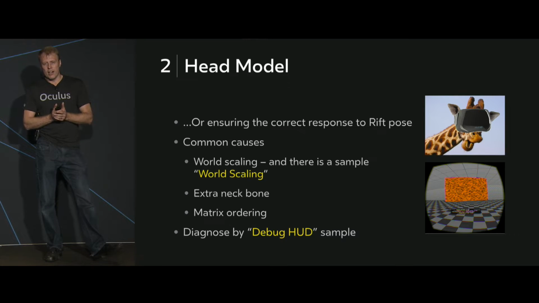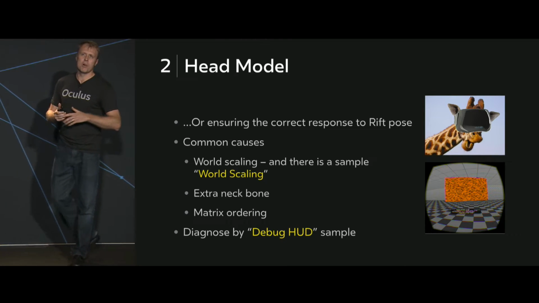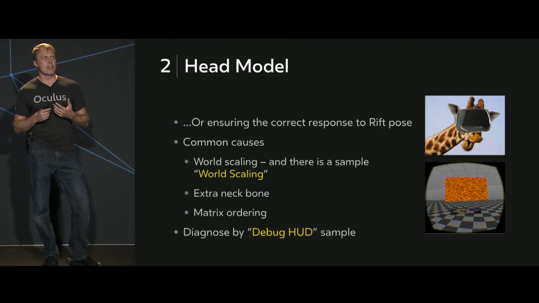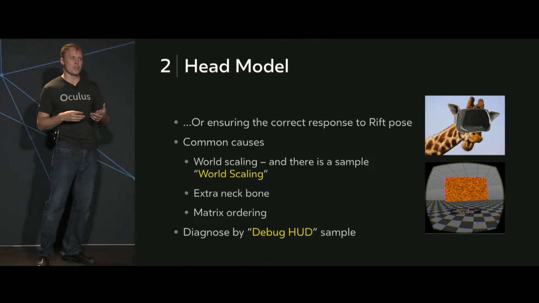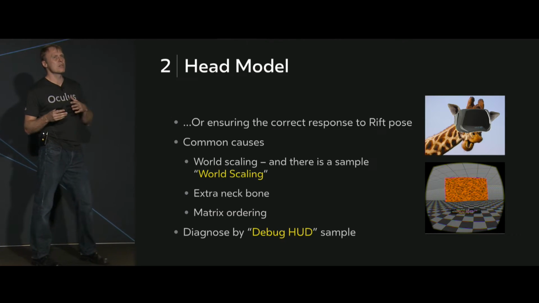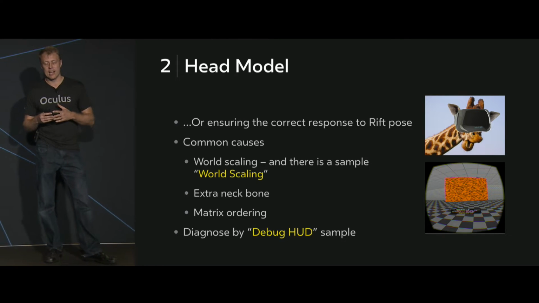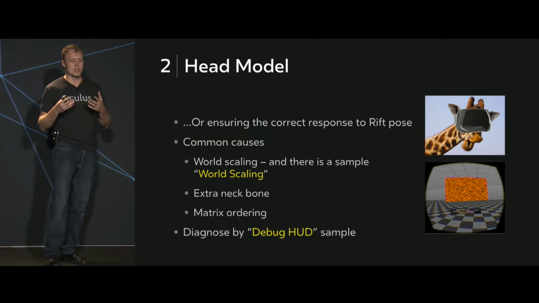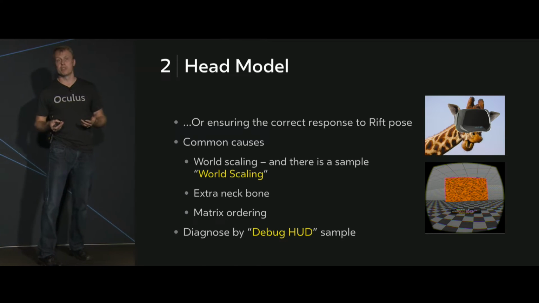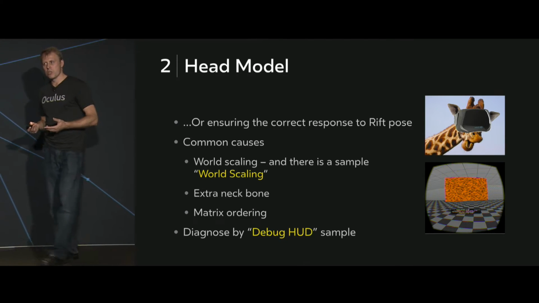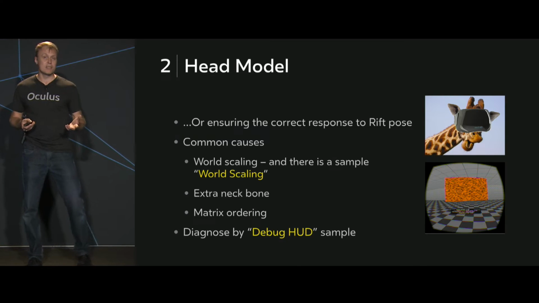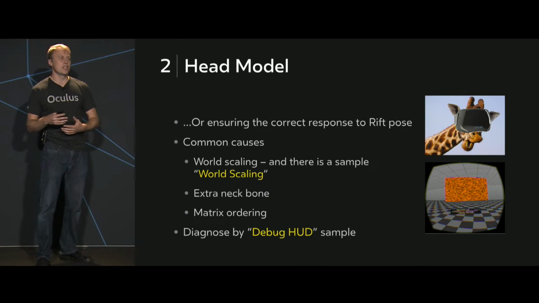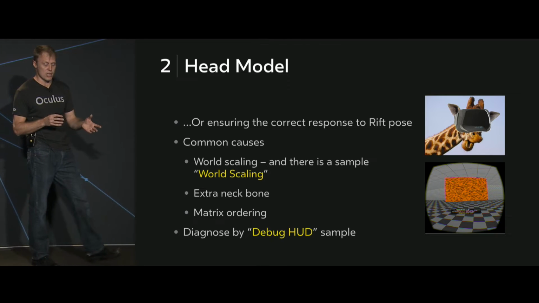We find as well, quite a subtle thing, the head model, the way that the developer will use their code to give the correct response to the Rift pose. That's something that we find flaws in from time to time, and in fact fairly often. In your VR world, you want the correct response to turning your head and positioning your head as if you were in the real world. The common causes of getting this wrong are world scaling, which I've mentioned before, where somebody's attempted to change the scale and something's not quite right.